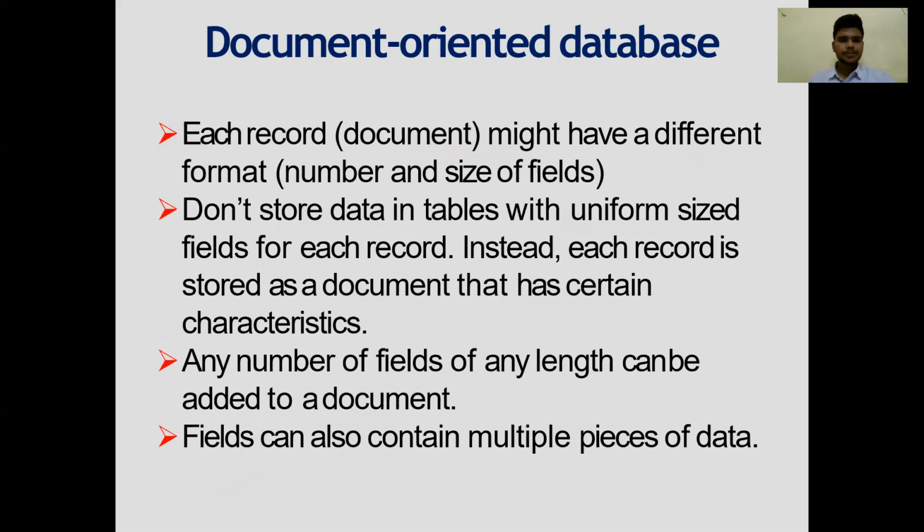Document-oriented database. Each record document might have a different format, number, and size of fields. They don't store data in tables with uniform size of fields for each record. Instead, each record is stored as a document that has certain characteristics. Any number of fields of any length can be added to a document. Fields can also contain multiple pieces of data.